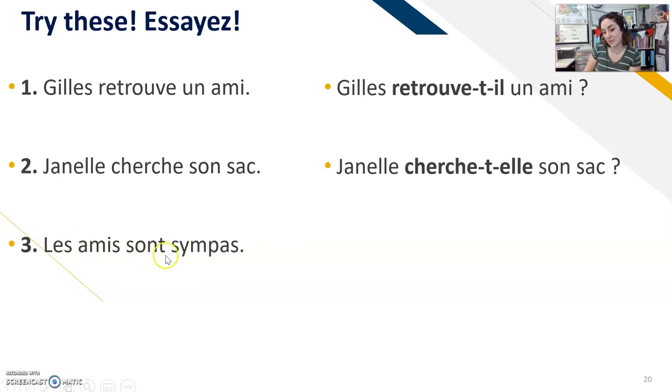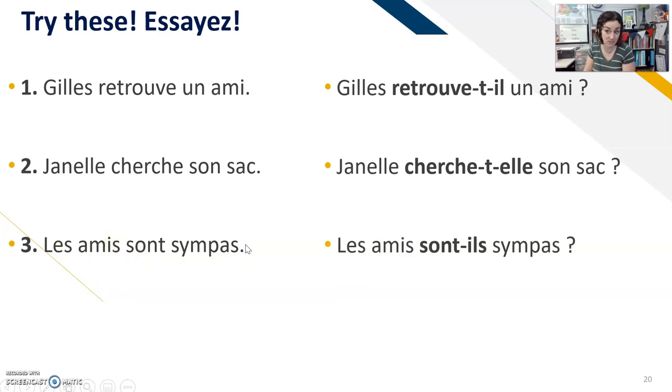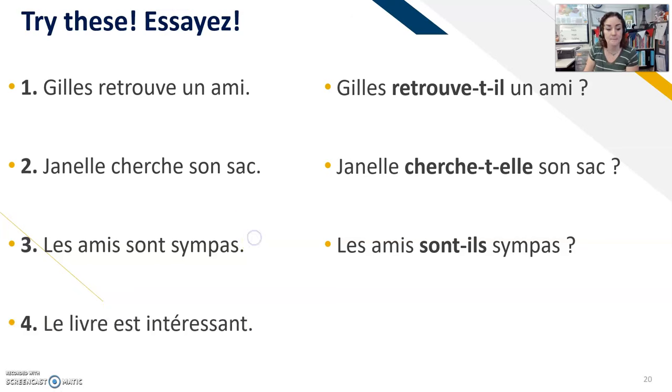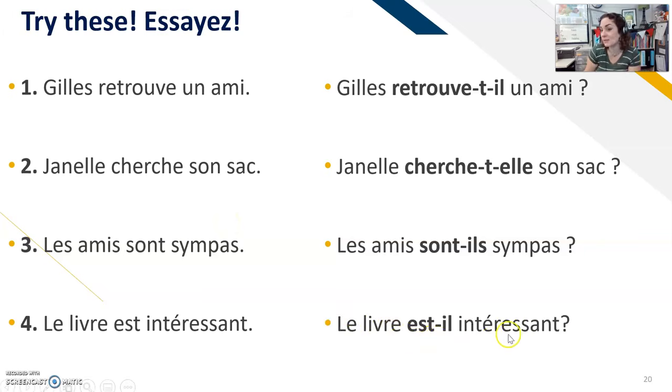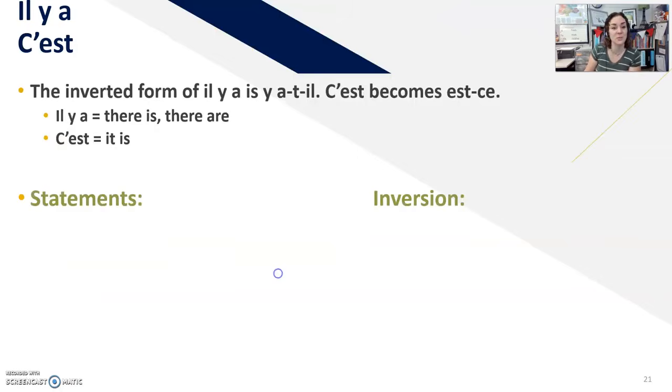Les amis sont sympas. The friends are nice. They are masculine friends. I don't see an E in there. So les amis sont-ils sympas? Are they nice? Le livre est intéressant. Book is masculine singular. Le livre est-il intéressant? Is the book interesting? That's about all you need to know when it comes to inversion for right now with yes or no questions.